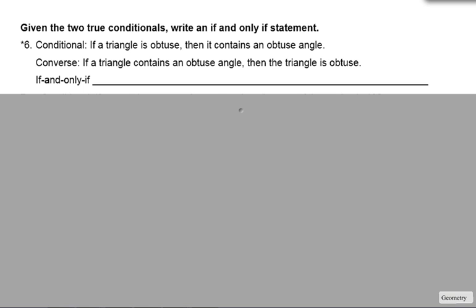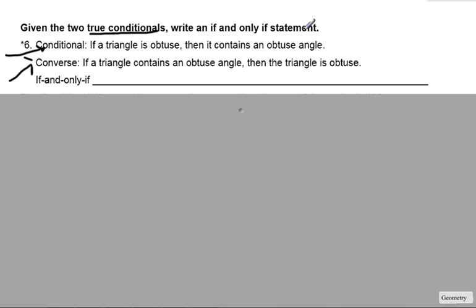Okay, and the last example on the worksheet that we're going to go over is number 6. Given the two true conditionals, write an if and only if statement. This is very important to remember. The only time we can have a biconditional or an if and only if statement is when the conditional and the converse are both true. So in this case, I'm telling you that they're both true. And now you can write an if and only if statement.